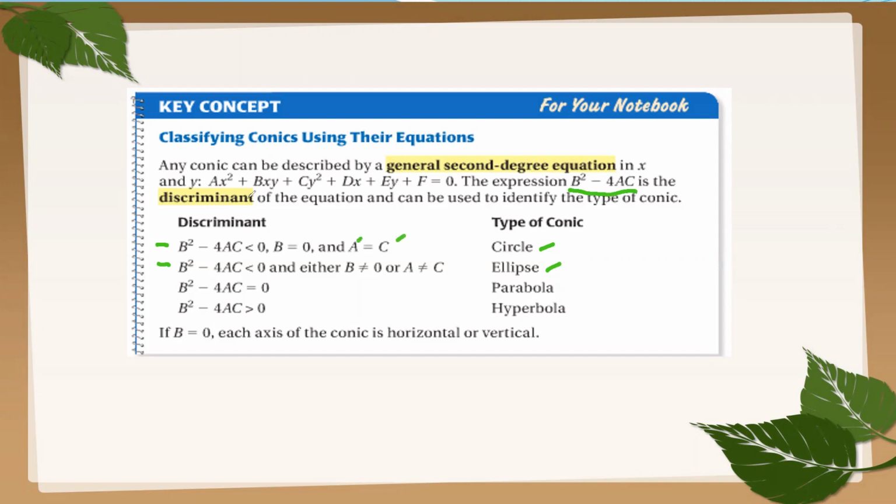Saan yung galing yung A and C? Galing siya sa ating general equation na kung saan, mapapansin nyo, yung may x squared term, siya yung A. A is the numerical coefficient. Yung may y squared term, siya yung C. C is also the numerical coefficient. So, pag A is equal to C, therefore, it is a circle. If A is not equal to C, then it is an ellipse.